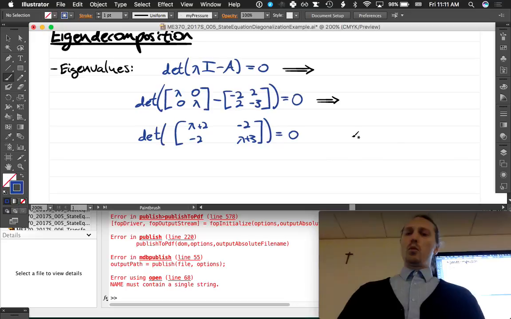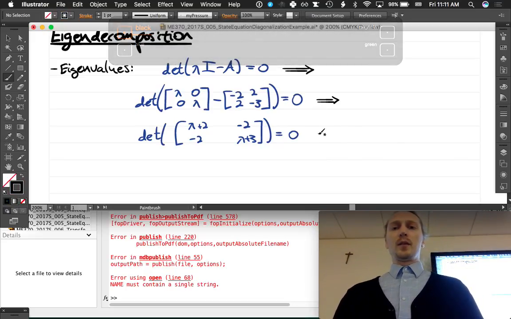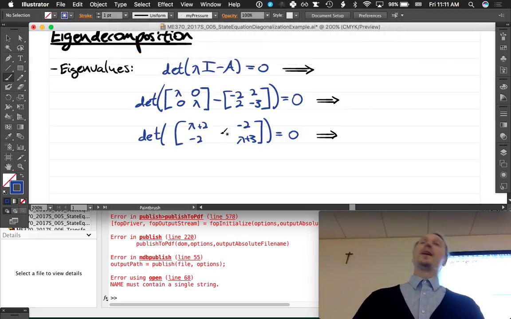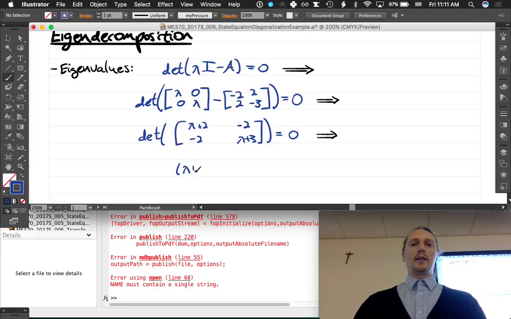Okay, so what is this determinant? Recall that for a 2 by 2, it's very easy to compute: this term multiplied by this term, and subtract this term multiplied by this term. So we have lambda plus 2 times lambda plus 3. Then we have minus what? -2 times -2. So 4. Very good. Equals 0.